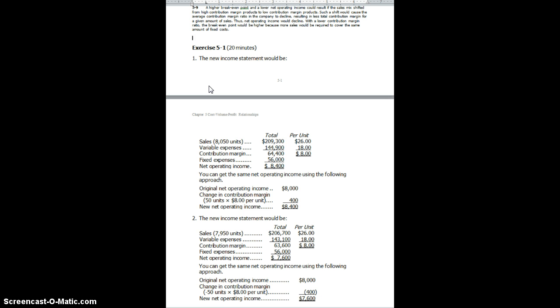Alright, part 1. In this problem, Wheeler Corporation gives you their most recent income statement. It's set up in the contribution format, where sales revenue for 8,000 units is $208,000, variable cost of $144,000, contribution margin $64,000, fixed cost of $56,000, yielding a net operating income of $8,000. In this problem, each unit is sold for $26, has a variable cost of $18, and therefore has a contribution margin of $8 per unit.